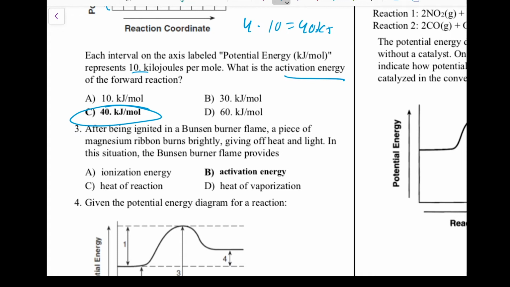Okay. Number 3, it says, after being ignited in a Bunsen burner flame, a piece of magnesium ribbon burns brightly, giving off heat and light. In this situation, the Bunsen burner flame provides activation energy. Fire is hot because it's giving off a lot of heat energy. The magnesium ribbon is not going to just spontaneously burst into flame and release the light. It needs that energy from the flame.